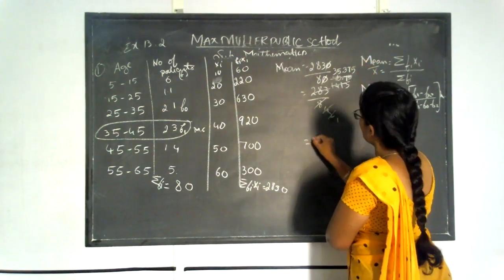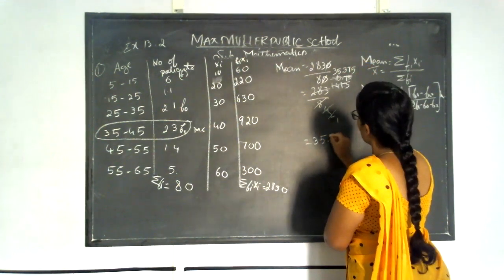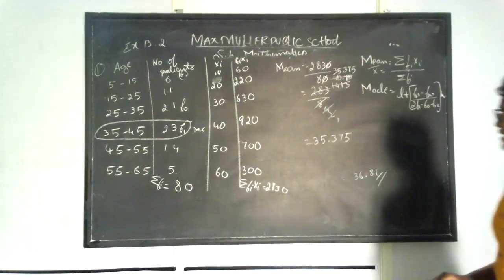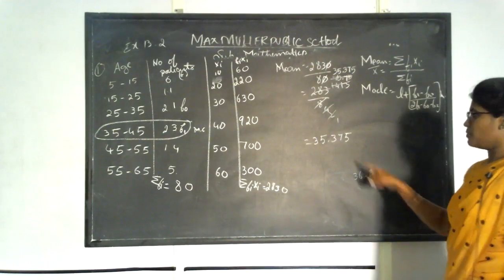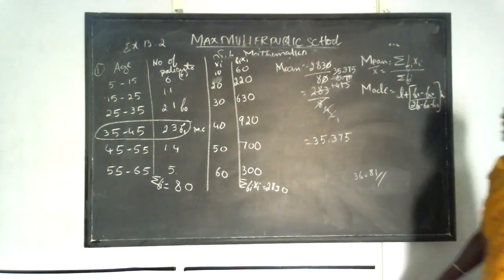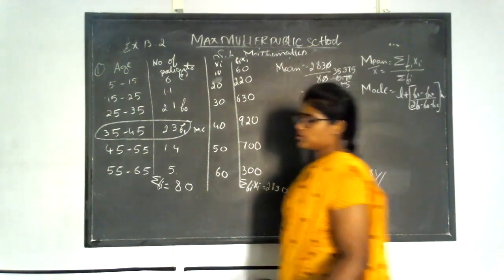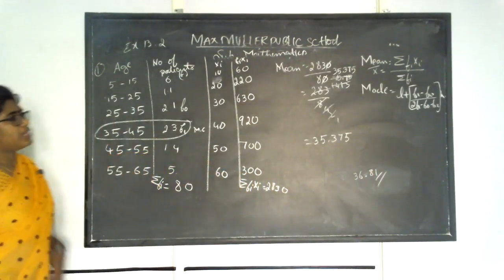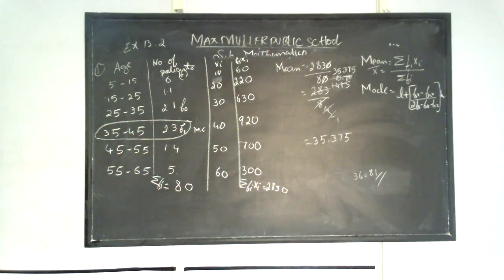So what is the mean value you get? 35.375. Okay, you will be getting, see here it is 36.81 and this is 35.375. Almost near, one number is different, that's all. So if you get these things, then the mean and mode are correct.